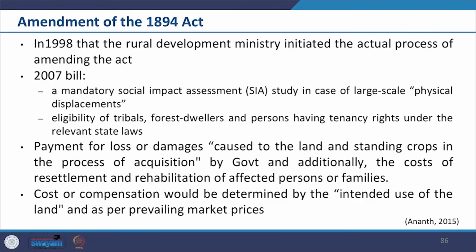After India gained independence in 1947, it adopted the Land Acquisition Act of 1894 by the Indian Independence Order in 1948. Since 1947, land acquisition in India has been governed by the British-era Act. It was in 1998 that the Rural Development Ministry initiated the actual process of amending the Act.